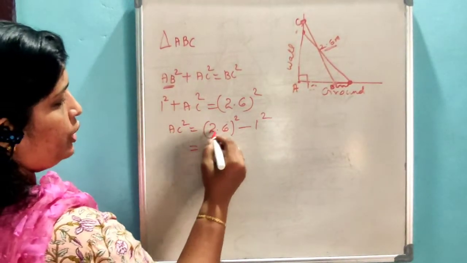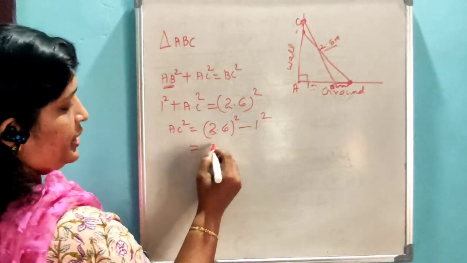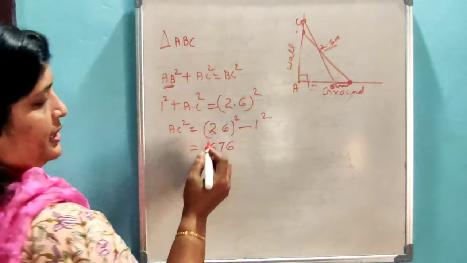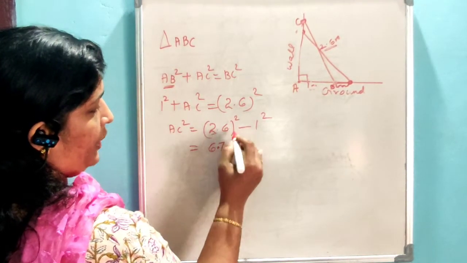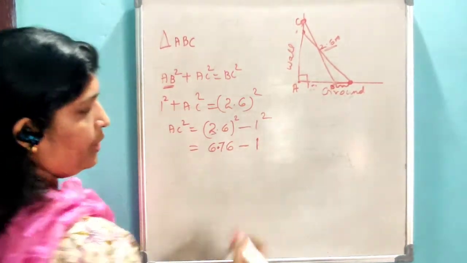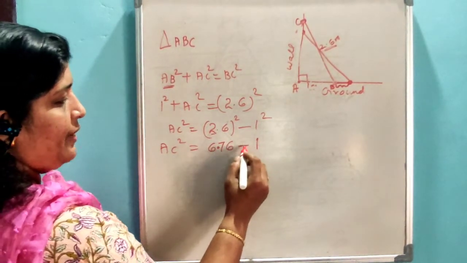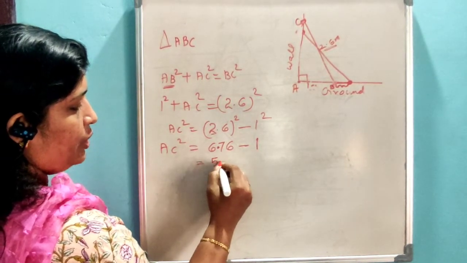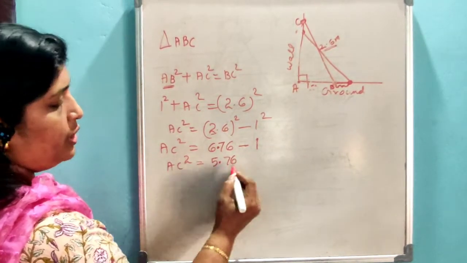Right? And what is 2.6 whole square? What is 26 square? 26 square is equal to 676. So 2.6 whole square is equal to 6.76, and 1 square is equal to 1. So we have AC square equal to 6.76 minus 1. What is 6.76 minus 1? That is equal to 5.76. So we have AC square equal to 5.76.